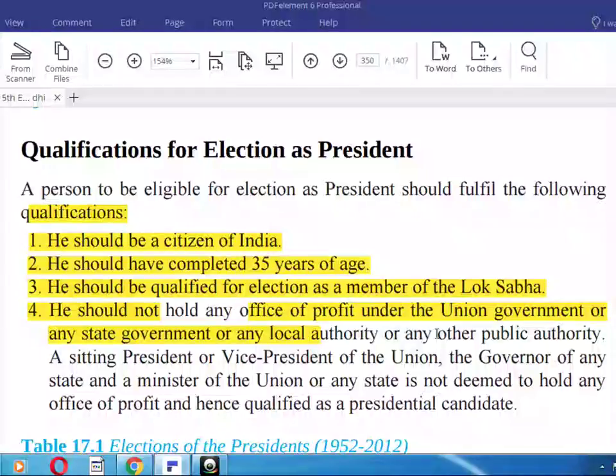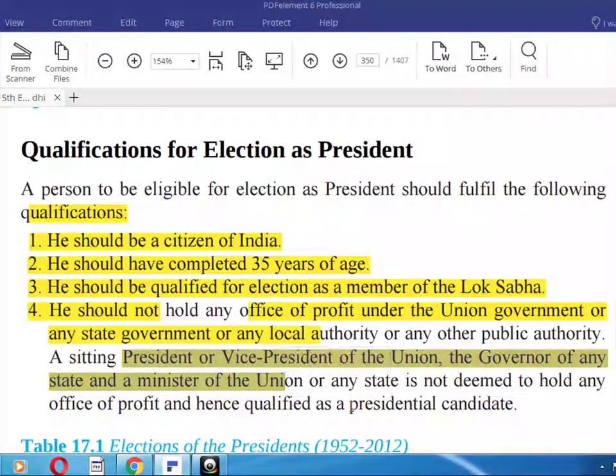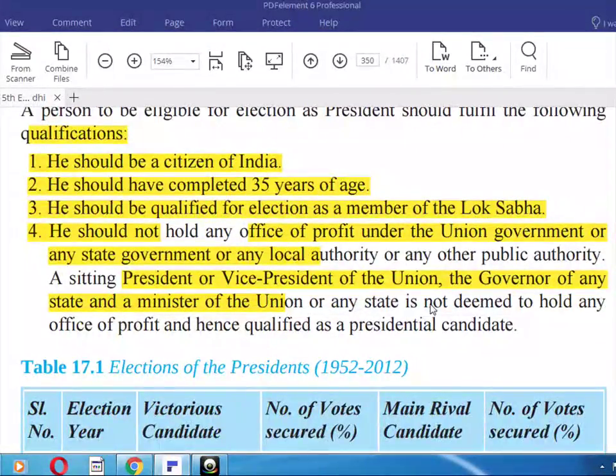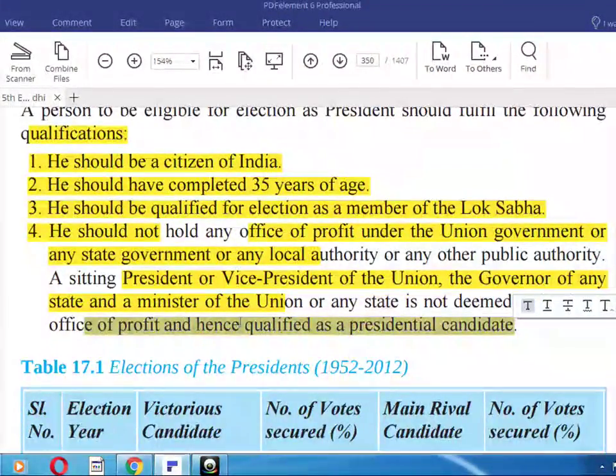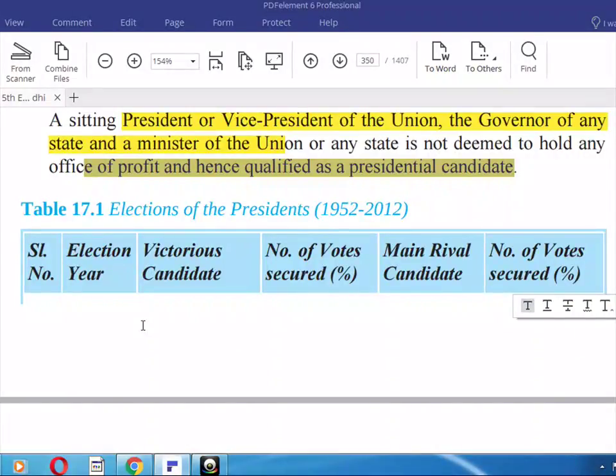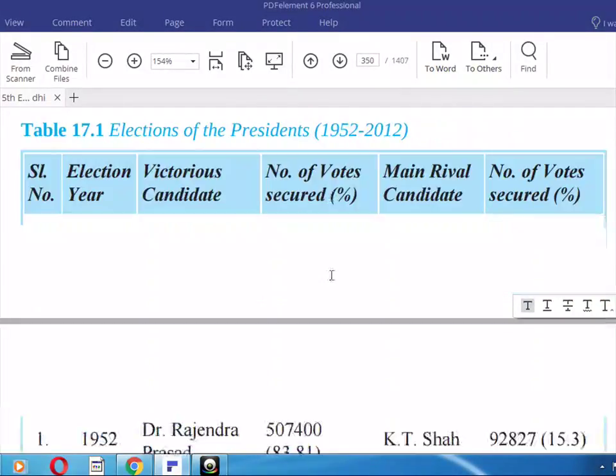Or any other public authority. The sitting president, the vice president of the Union, the governor of any state, and a minister of the Union or any state is not deemed to hold any office of profit and hence is qualified to be a presidential candidate. So here we have the election year, the candidates' names and the number of votes secured.